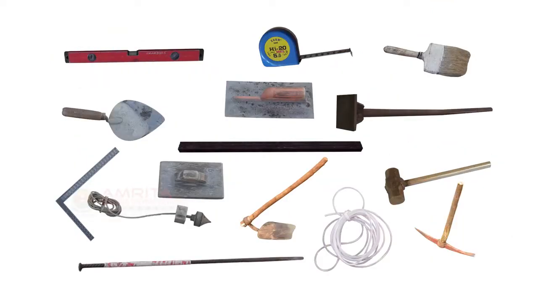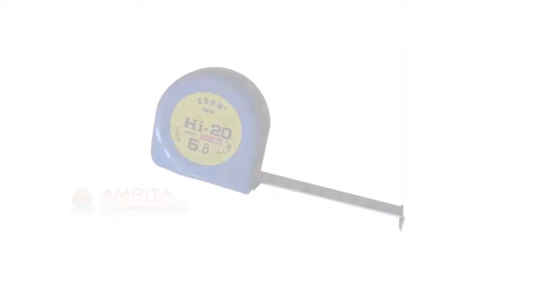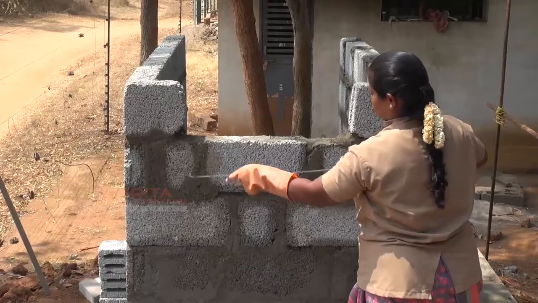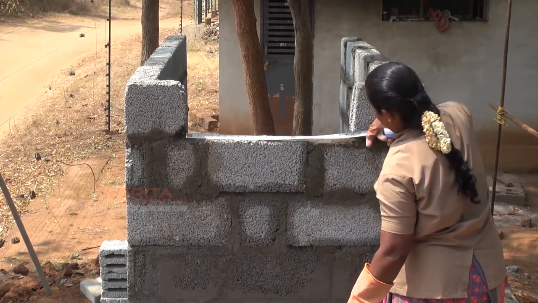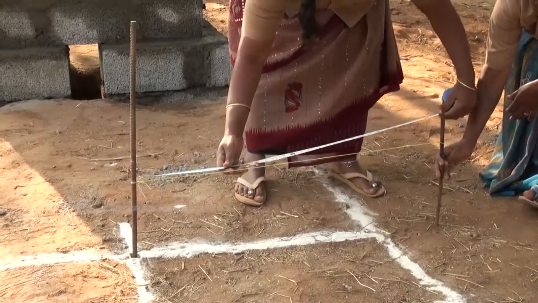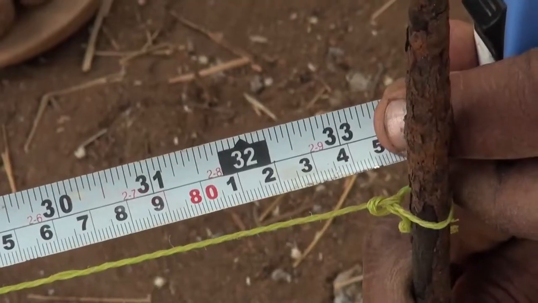First, let's see the various tools required in masonry work. Measuring tape. Measuring tape is a tool which is used to ensure that the dimensions in the plan are precisely reproduced in the structure.